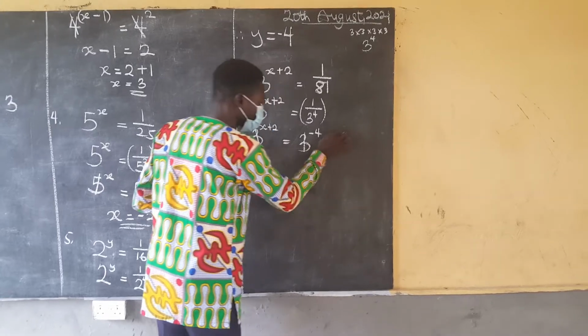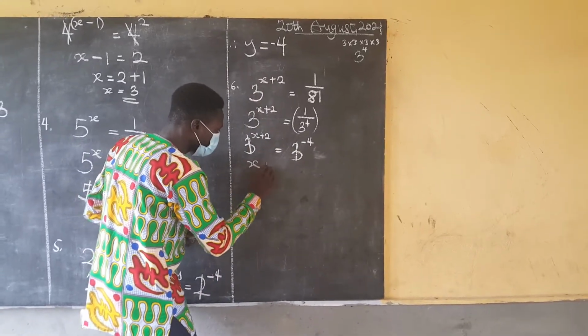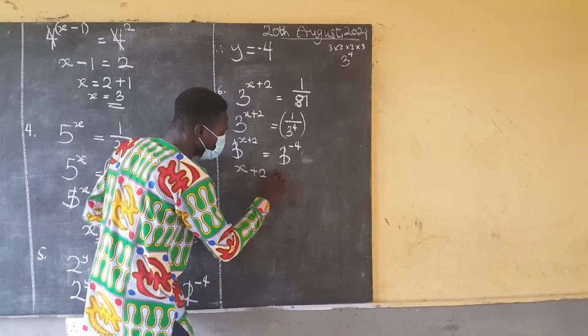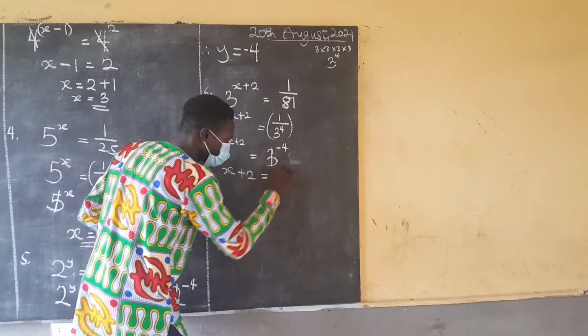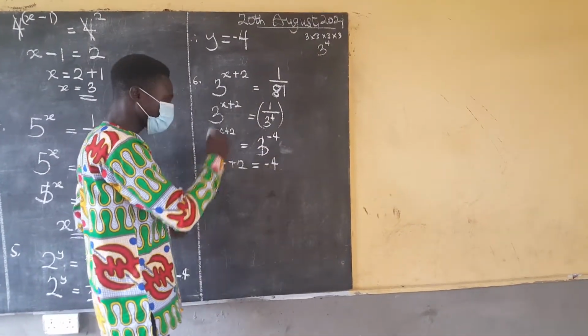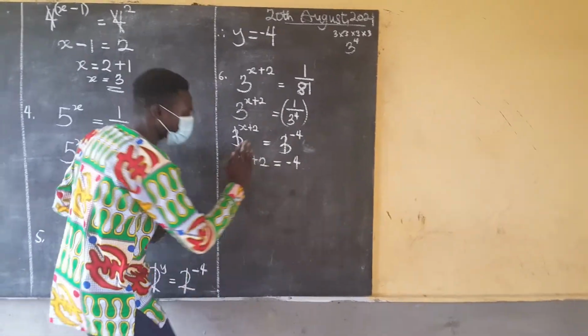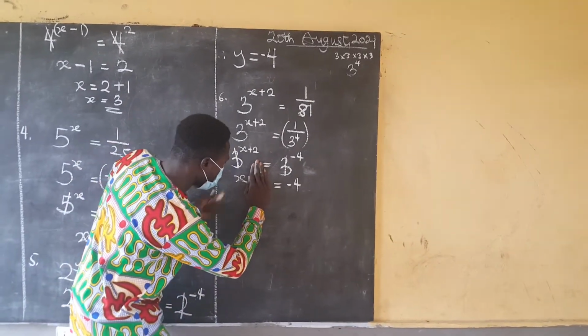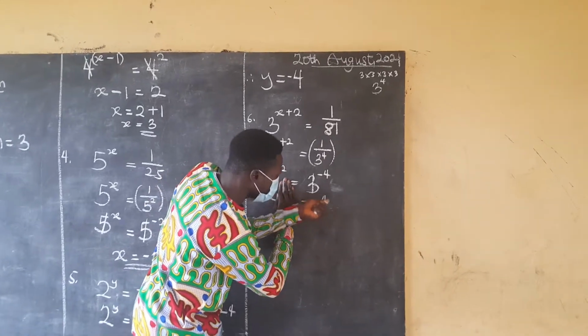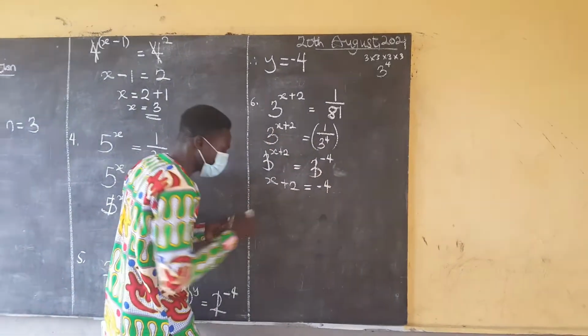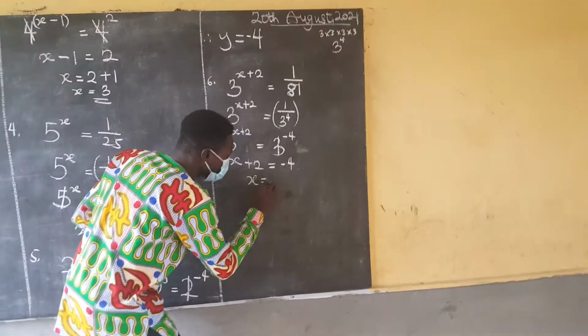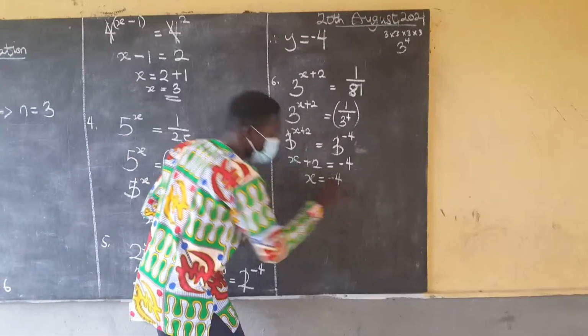What do I have? I have x plus 2 is equal to negative 4. If I cover the plus 2, I have x is equal to negative 4. So let's write that one. x is equal to negative 4.